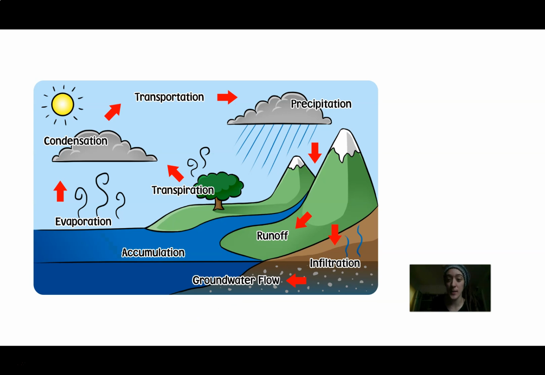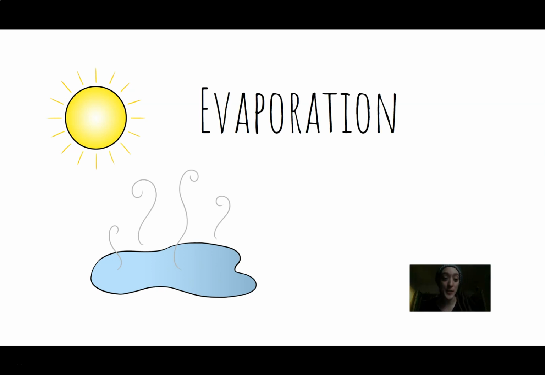Okay, here's another good image of our water cycle. Let's just go through the stages really quick. This image that we see obviously is the sun heating up liquid water, turning it into water vapor, allowing that water to go into the atmosphere. We call that evaporation.